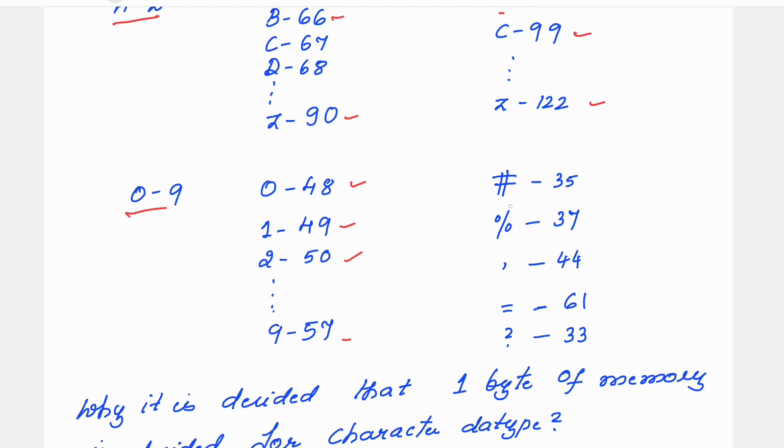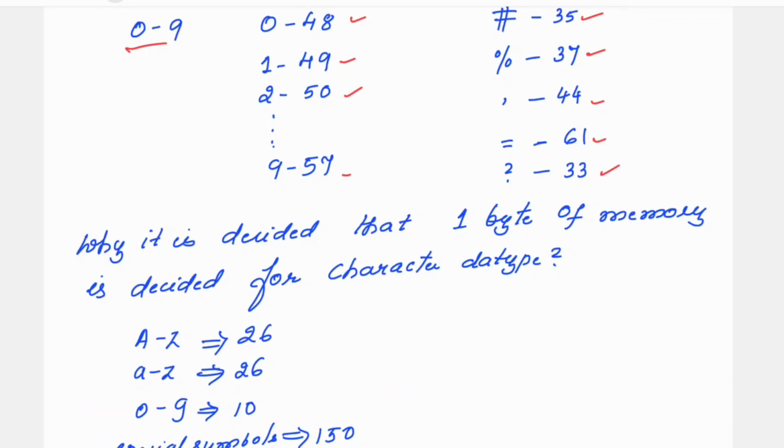Also, you have seen that we are using special symbols in the program. So hash has a value of 35, percentage 37, comma 44, equal to 61, and question mark 63. So all these are equivalent decimal values. These decimal values will get converted into binary form, that is, a language which is understood by the machine.